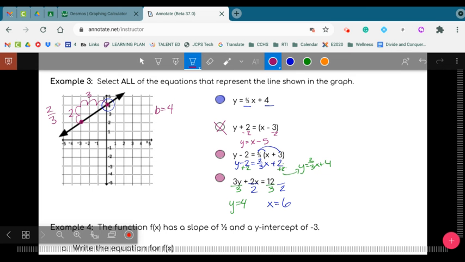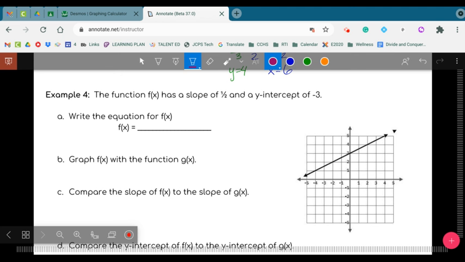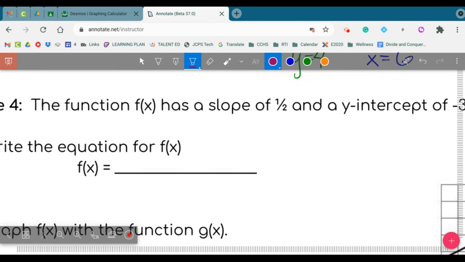Okay. So let me know if you guys have any questions on that one. And just remember on the select all, most likely you are selecting more than one possibility, so keep that in mind. The next one says the function f of x has a slope of 1/2 and a y-intercept of -3. Write the equation for f of x.